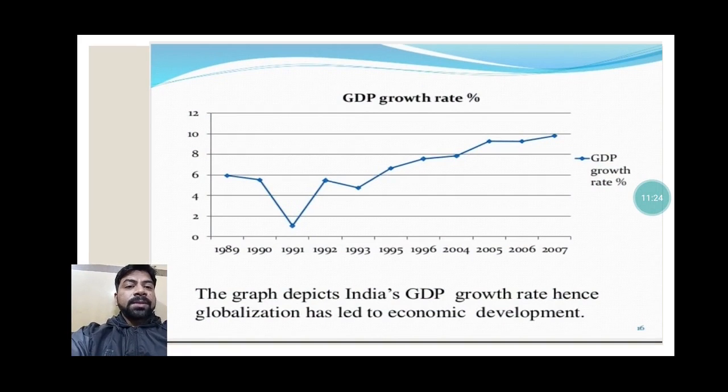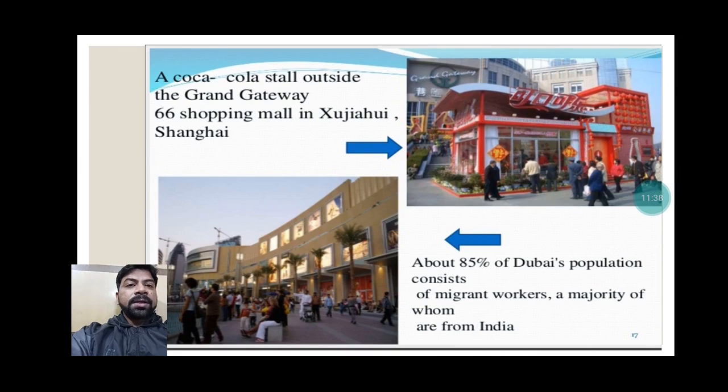GDP is also rising because of globalization, because we are getting different branded products, and people of the country purchase them. We also get the market easily. These enable people to get good earnings. You can see here a Coca-Cola stall outside the Grand Gateway 66 shopping mall in Xujiahui, Shanghai region. On the right side and left side, you can see that about 85% of Dubai's population consists of migrant workers, a majority of whom are from India. That is only possible with the help of globalization, that people can safely live and work over there. That is only possible because of political, social, and economic globalization.